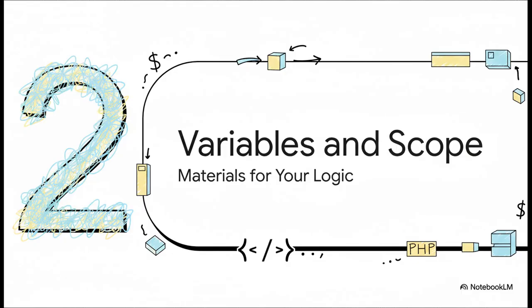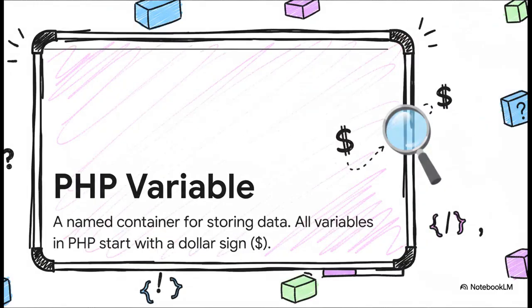All right, now that we have the rules of the road, let's talk about variables and scope. If syntax is our blueprint, then variables are the actual materials, the wood, the steel, the concrete that we're going to use to build our logic. So what exactly is a variable? Well, it's just a named container for a piece of data. That's it. And every variable in PHP starts with a $ sign. That's how the language tracks its data. This isn't just a suggestion or a convention, it's a hard rule. The $ sign tells PHP, hey, this is a variable.